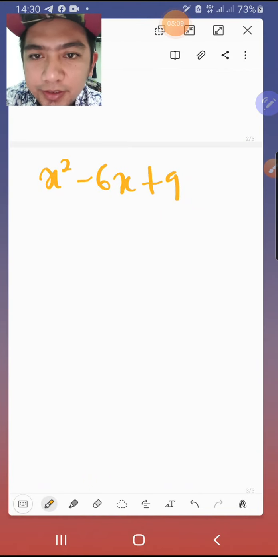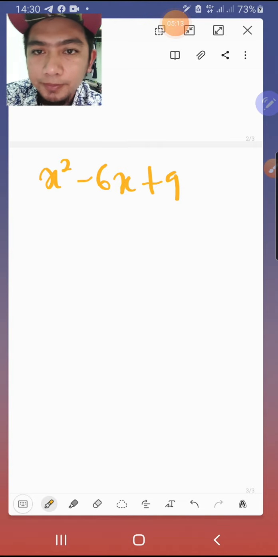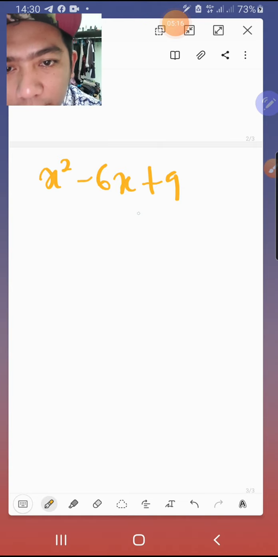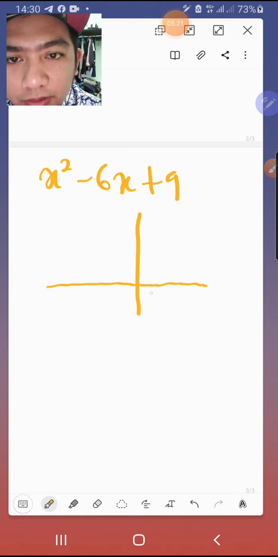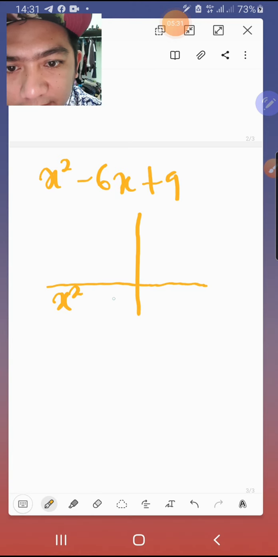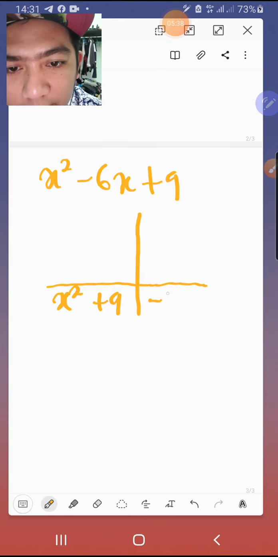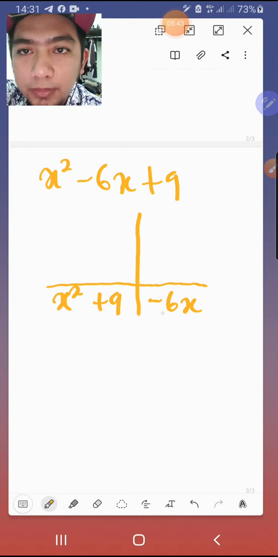So now let's check the second example. How to factorize this algebraic expression. So as usual, gonna buat this box, this partition, and then write the algebraic expression. The first one is x squared. The next one is not negative 6x. Sini should be positive 9. And then the last one here is negative 6x. Don't forget to bring the symbol.